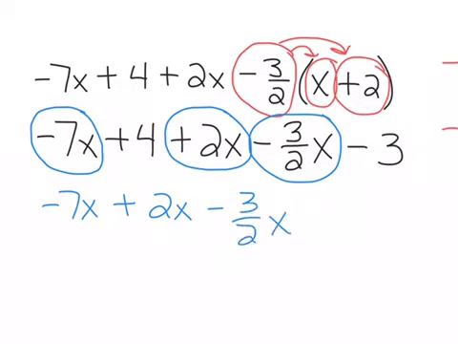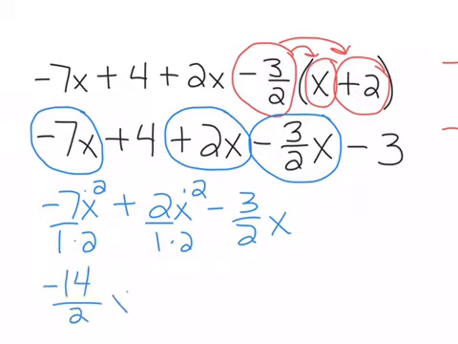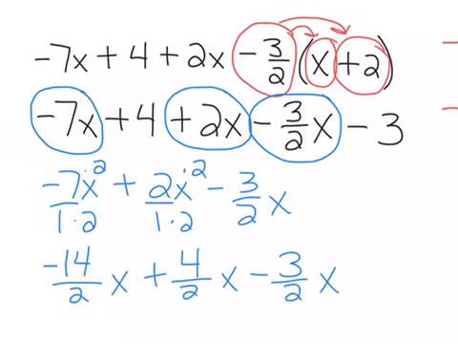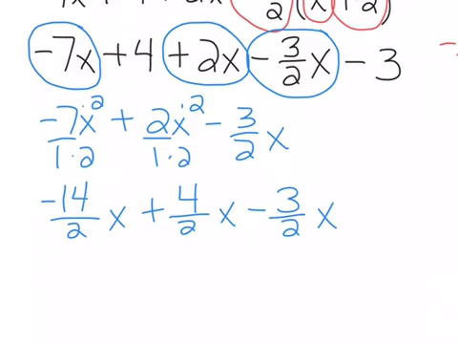Now, since I have a fraction here, I need to make all of my work fractions and find a common denominator, which is going to be 2. So I'll multiply the top and bottom of both of these by 2, which will give me negative 14 over 2x plus 4 over 2x minus 3 over 2x. Now I'm going to scroll down to give myself a little bit more room here.